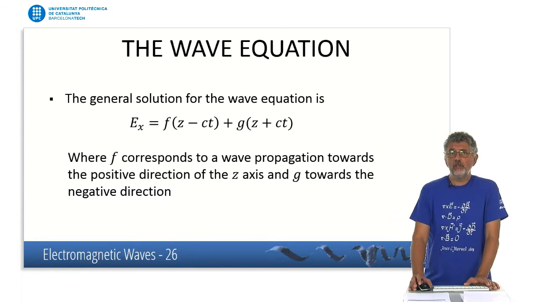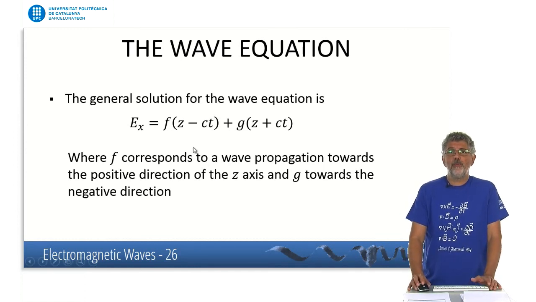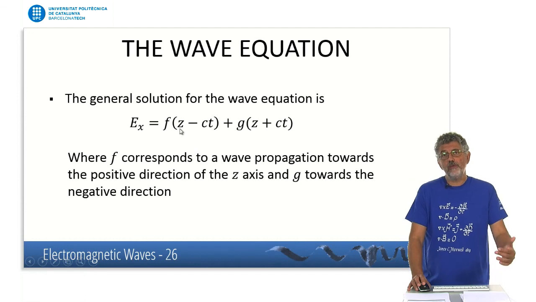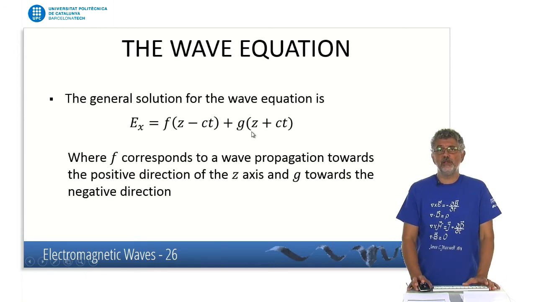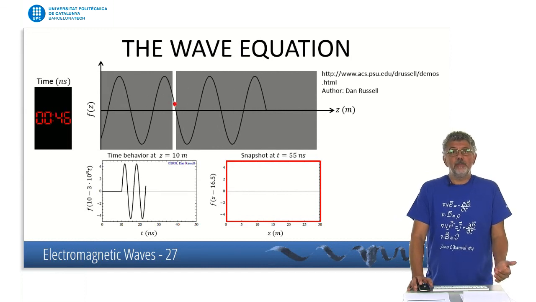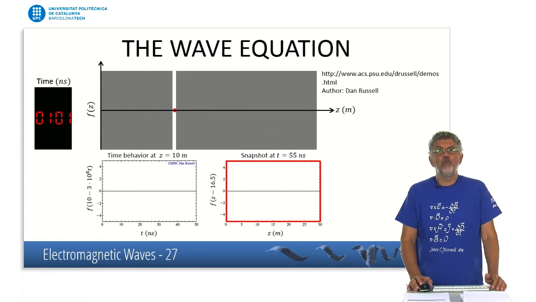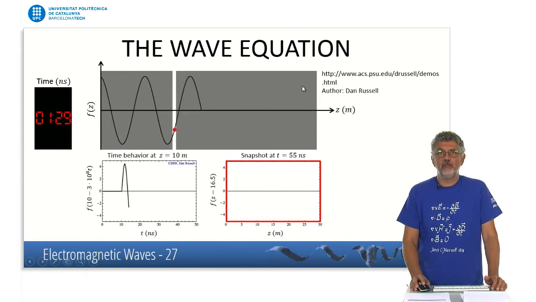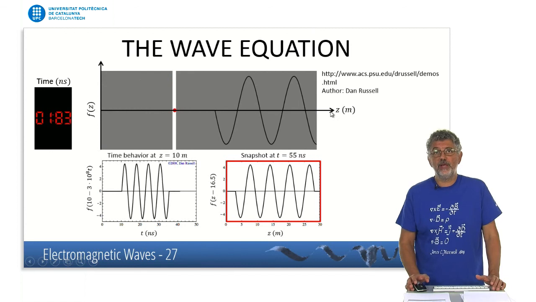We know that the wave equation has a general solution. This is the general solution for the wave equation. F corresponds to a wave propagating towards the positive z-axis, and G is a wave propagating towards the negative direction of the z-axis. In this animation, we can see a representation of how the wave would propagate along the z-axis.